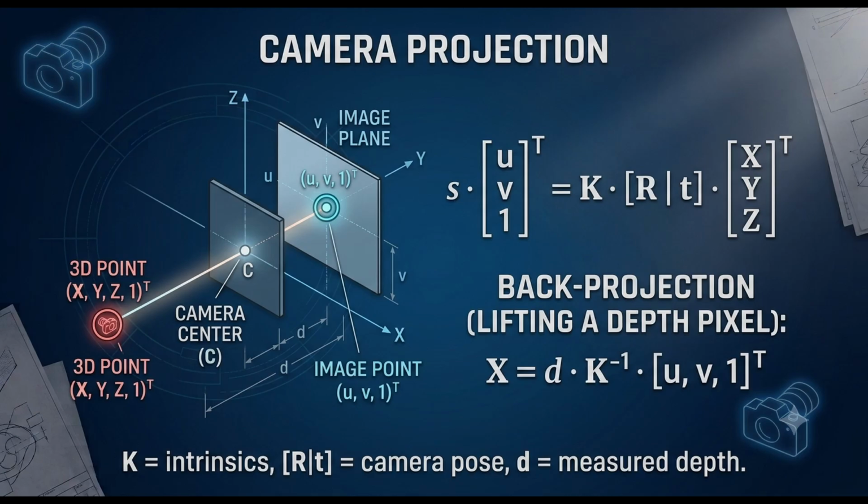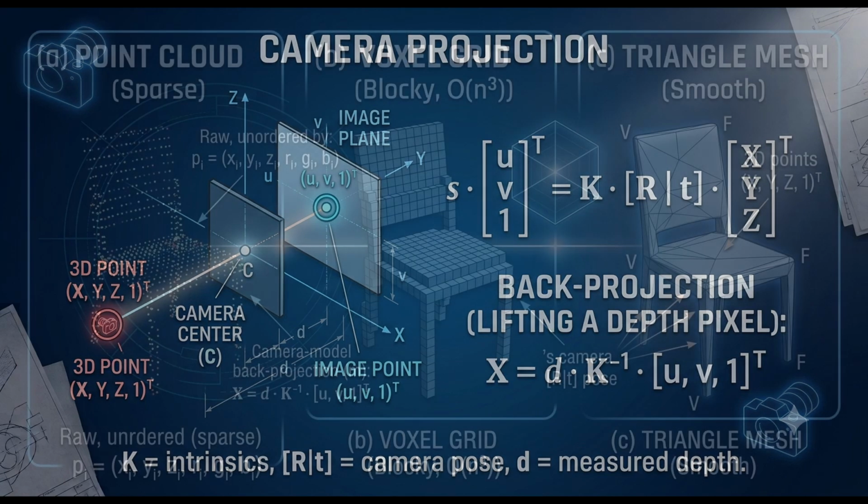5. Semantics. Does it carry meaning, not just shape? And 6. Differentiability and updatability. Can it be refined smoothly as new data arrives, ideally with gradients so we can optimize it? Hold those 6 in your mind. They're the scorecard.